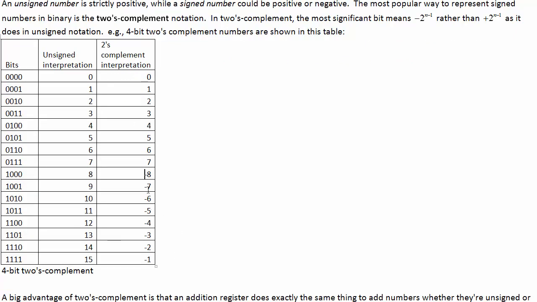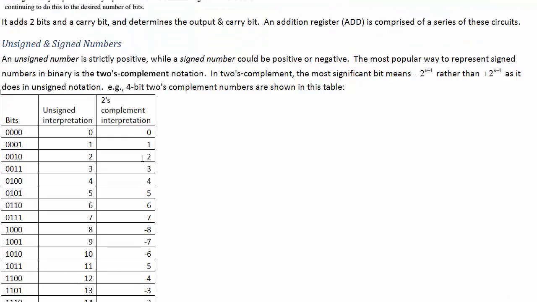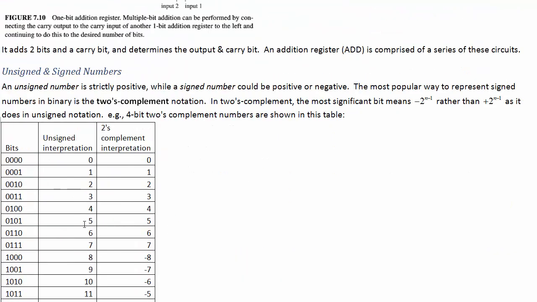So from 1001, if we add 1, we get 1010, which means either 9 plus 1 is 10, if this was an unsigned number, or it means -7 plus 1 is -6. Either way it works. And so the advantage of using this notation for negatives, where this means -8, is that it lets us use the same addition architecture as for unsigned numbers.